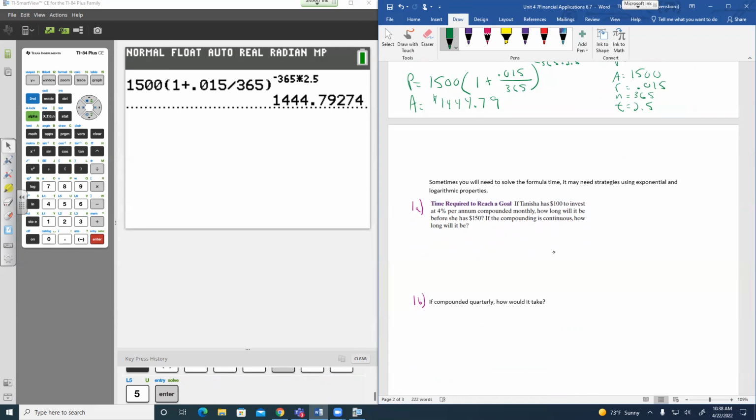So the time required to reach a goal. So it looks like we're looking for a time here. So if Tanisha has $100 to invest, that sounds like an initial amount, at 4% per annum. So that sounds annually. It's compounded monthly. How long will it be before she has $150? If it's compounded continuously, how long will it be? Okay.